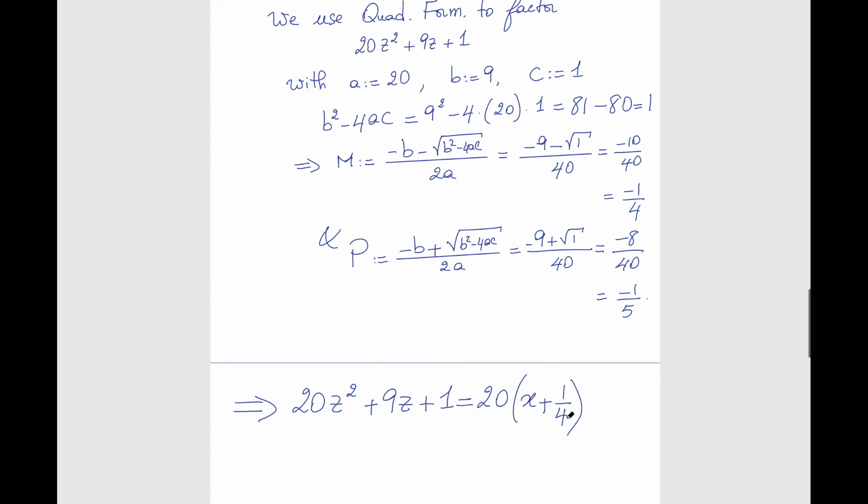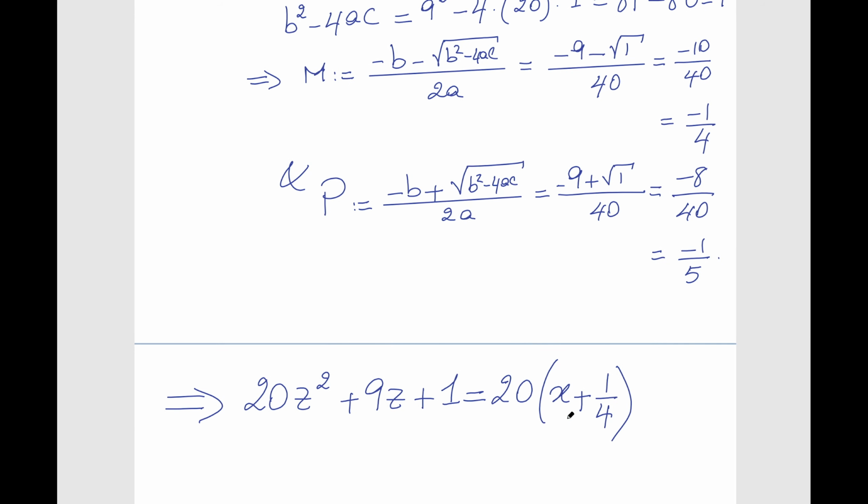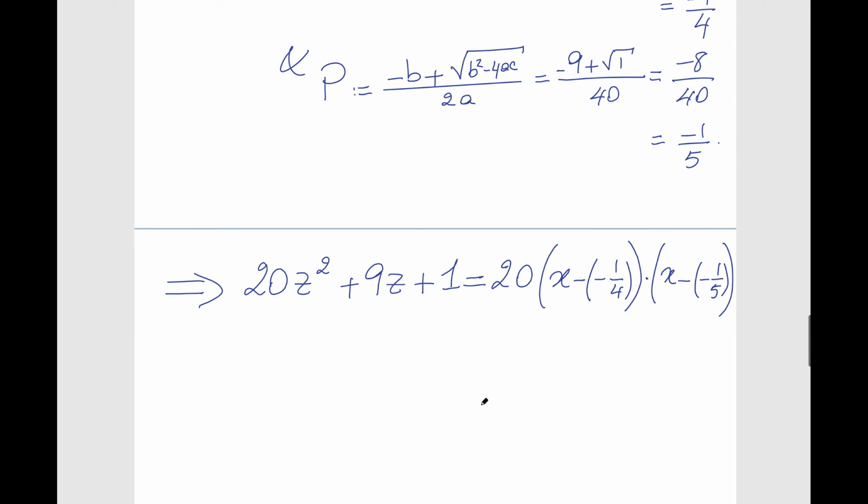You know what? I'm going to write it just in case any of you is lost. So this is x minus m, right? This is the formula, and m is minus 1 over 4 times x minus p. How much is p? It's minus 1 over 5, right? Agree with me? Okay. And that's 20 times x plus, minus the minus, the opposite of something is the thing, right? Plus 1 over 4 times x, same story, plus 1 over 5. Makes sense? Okay.